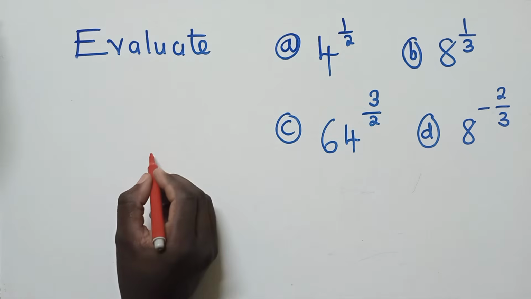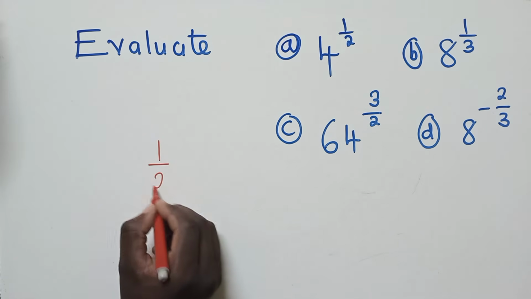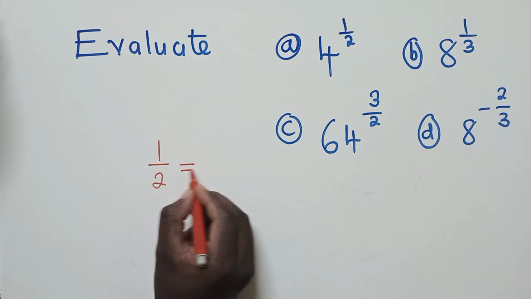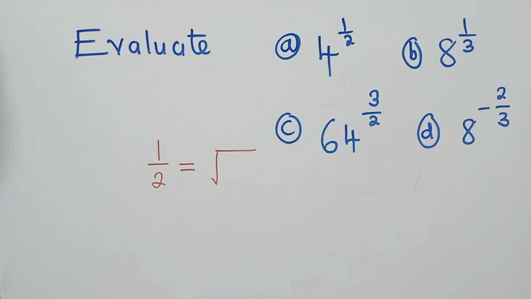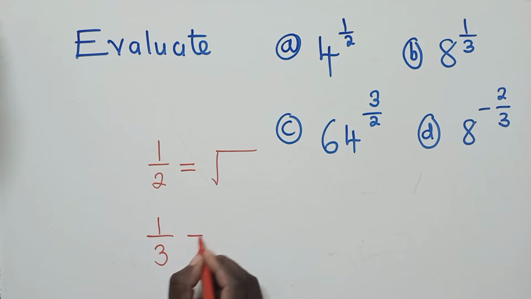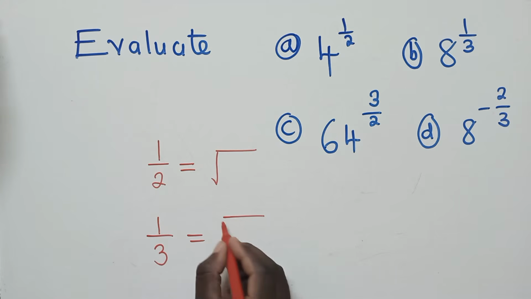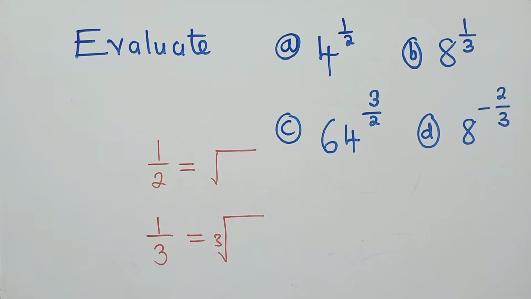So when you have a power which is like this, it simply means you need to find a square root. This is a square root. When you have a power which is like this, you simply need to find a cube root. So this is a square root, this is a square root, and this is a cube root. When you see a 2, square root. When you see a 3, it's a cube root.